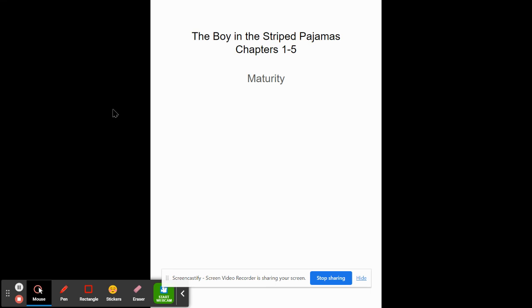On Monday, you will write an essay about chapters 6 through 10, Boy in the Striped Pajamas. We'll talk about the topic in a moment. But first of all, in order to try to help you improve, I want to go backwards and take a look at a really successful essay from the last quiz that we took, which was over chapters 1 through 5.